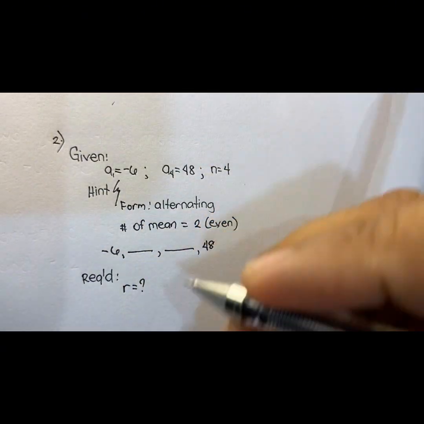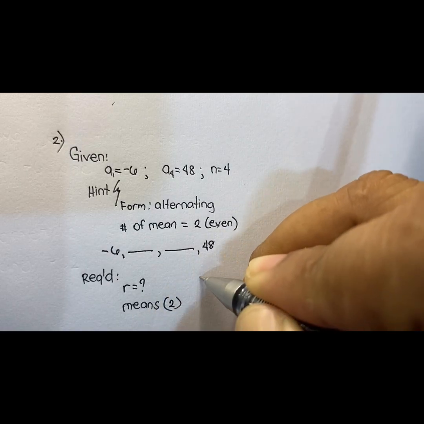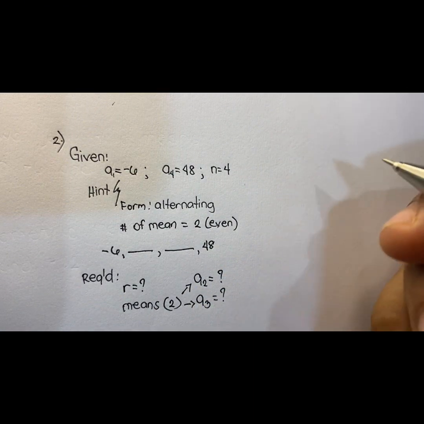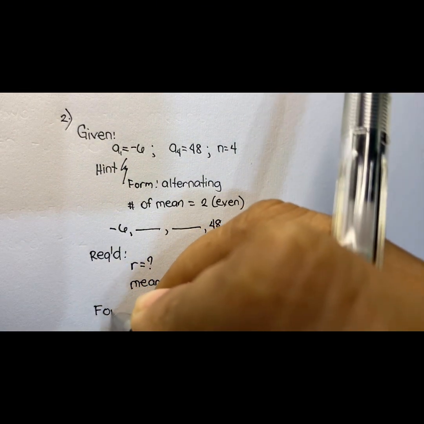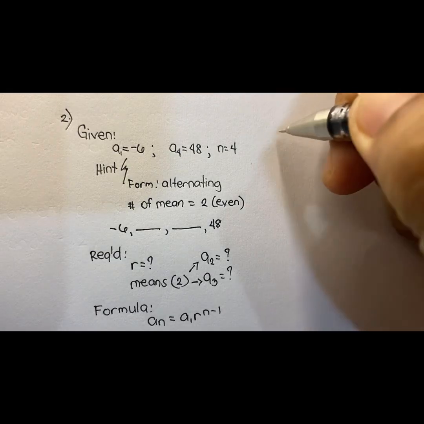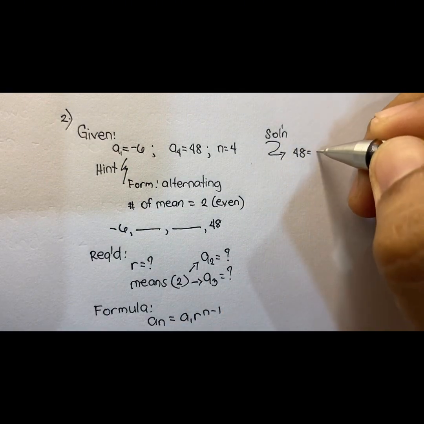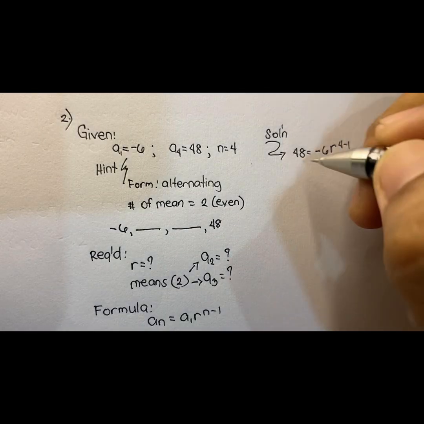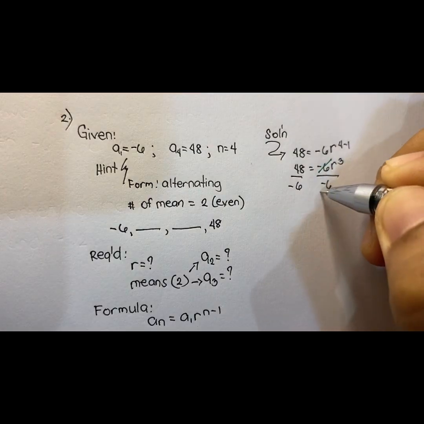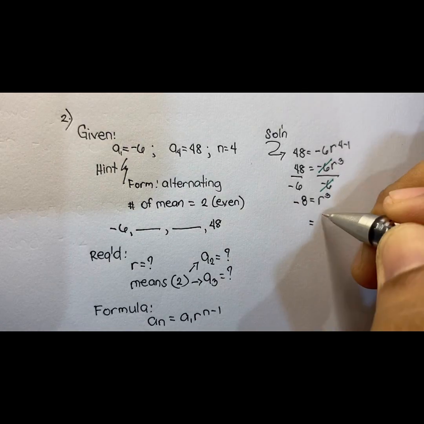The required are the value of r, and the value of a sub 2 and a sub 3. The formula is a sub n equals a sub 1 times r raised to the power of n minus 1. For our solution, substitute the given in the general formula. So, 48 equals -6 times r raised to 4 minus 1. Along this line, we will apply the multiplication property of equality. We divide both sides by -6. Cancelled out -6. What we have now is -8 equals r raised to 3.